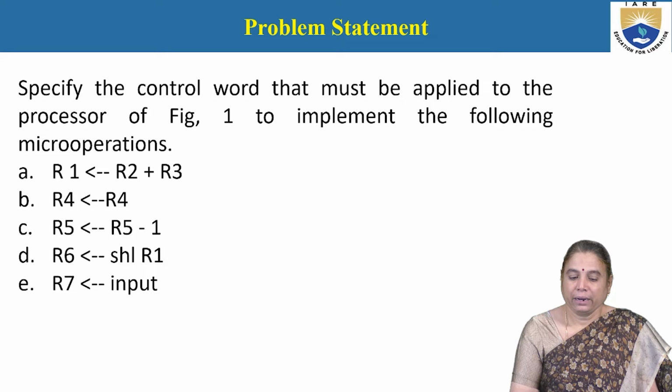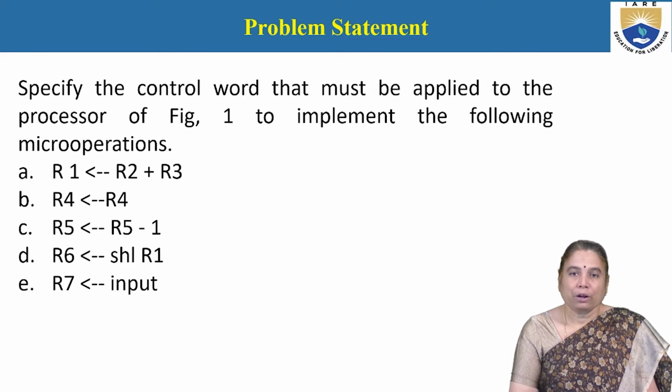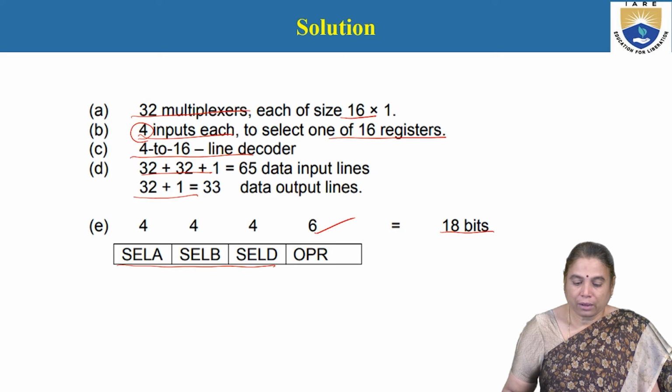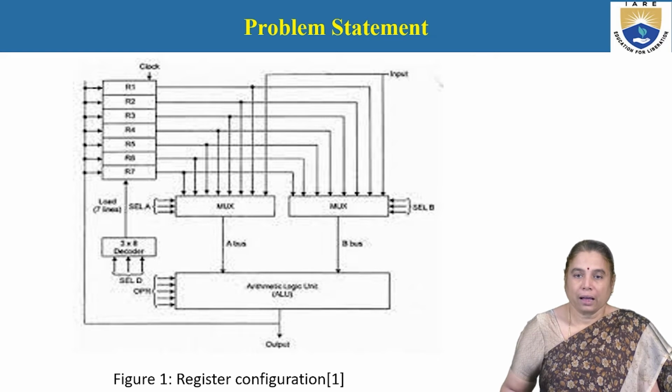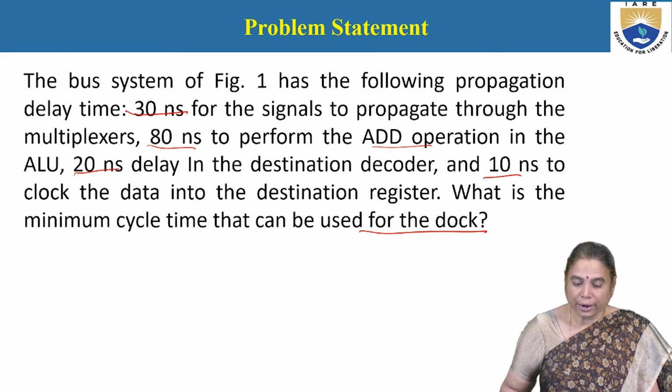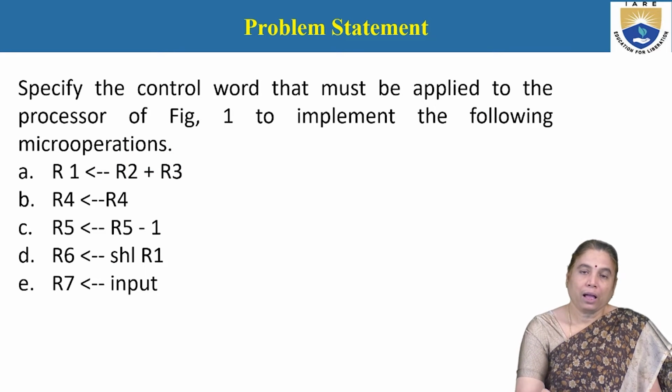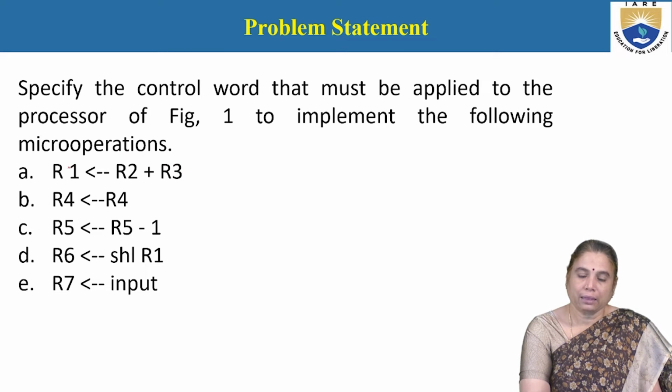Next problem statement is to specify the control word that must be applied to the processor of figure 1 to implement the following micro operations. The micro operations are specified with register transfer language. So what is the bus structure control word that can be used in this CPU architecture? The first operation is to perform the addition operation between two registers and storing the sum in another register.